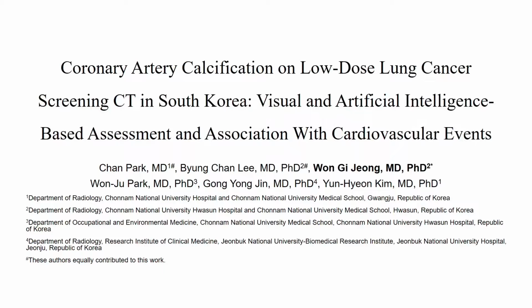The paper I will present today is titled Coronary Artery Calcification on Low-Dose Lung Cancer Screening CT in South Korea: Visual and Artificial Intelligence-Based Assessment and Association with Cardiovascular Events.